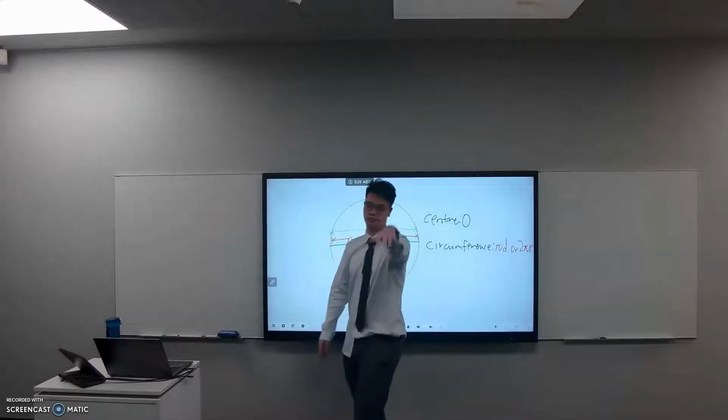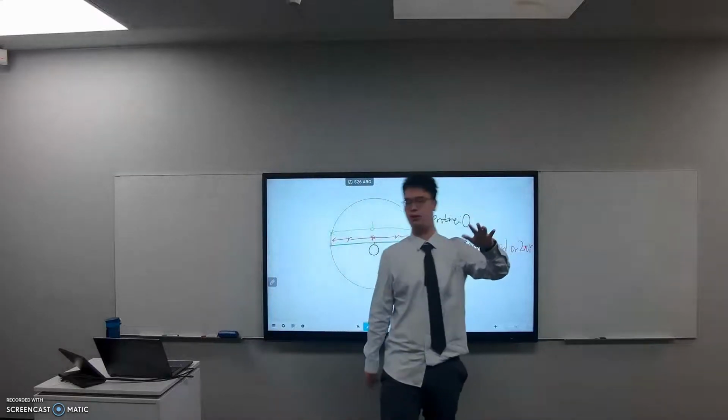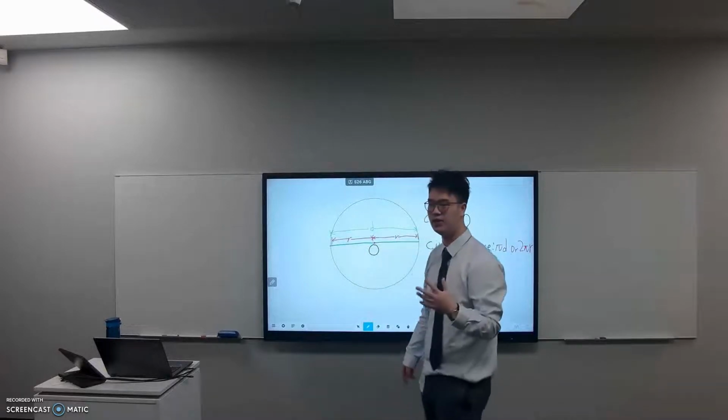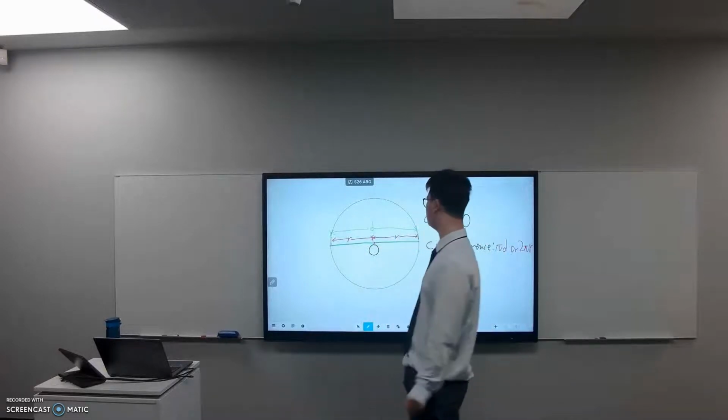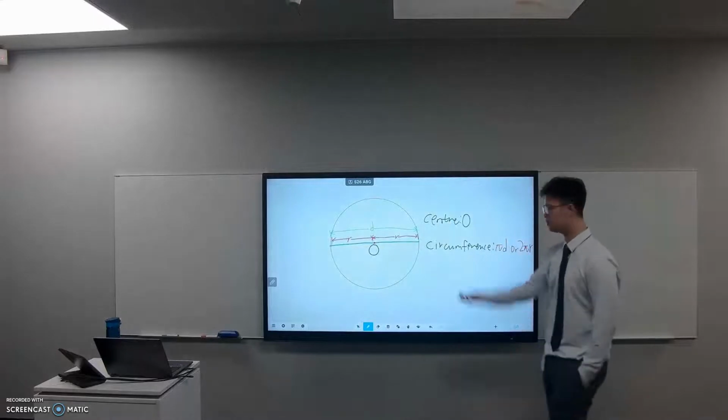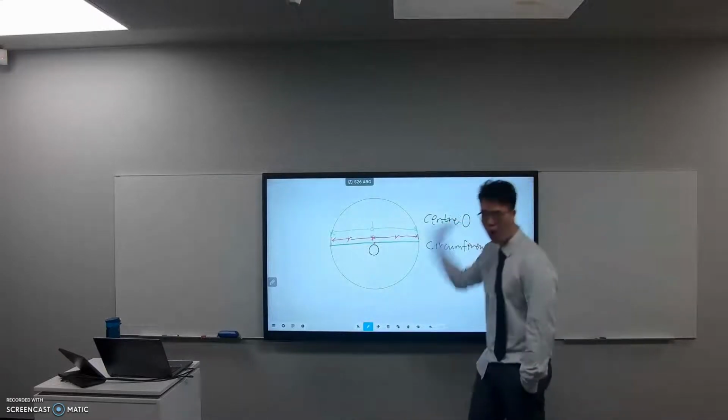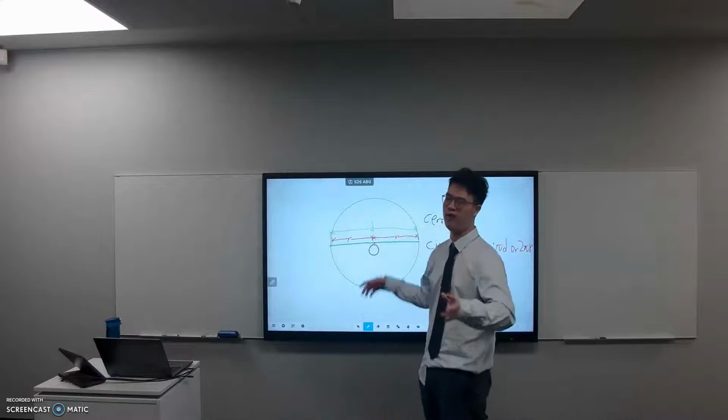Hello guys. So today we're gonna talk about the perimeter of a circle. Well, for a circle it has a weird name. I don't know why people decided to do this, but we have to follow it.